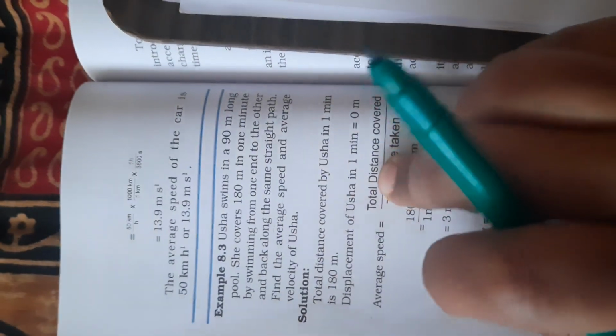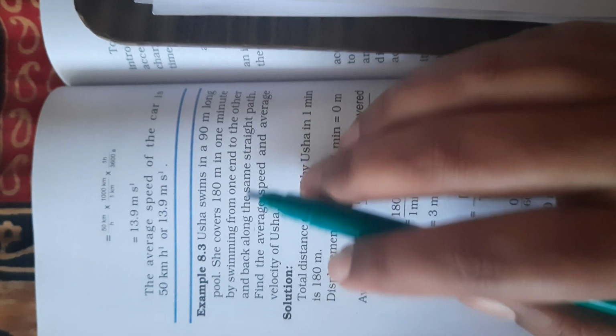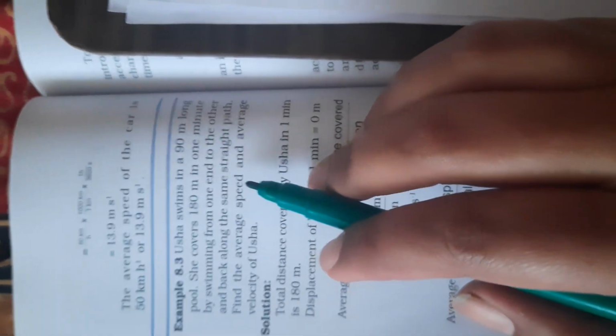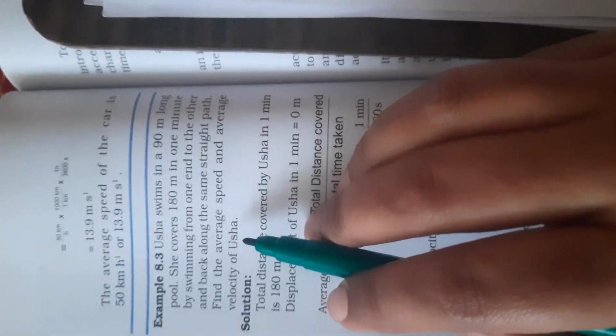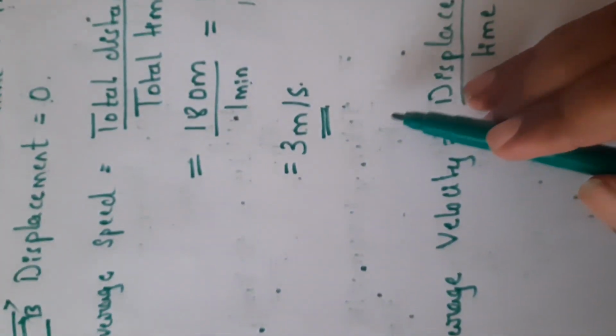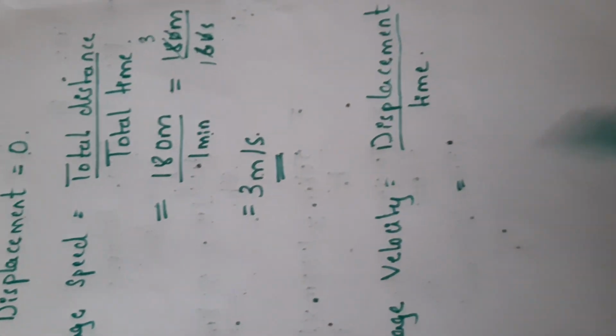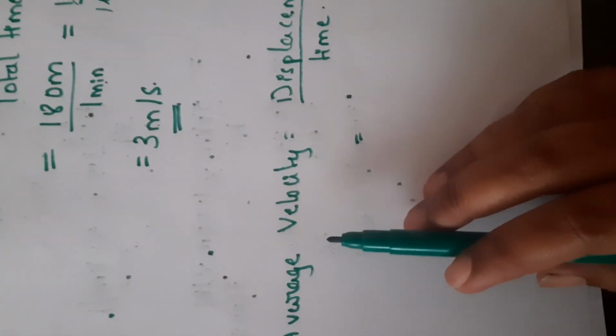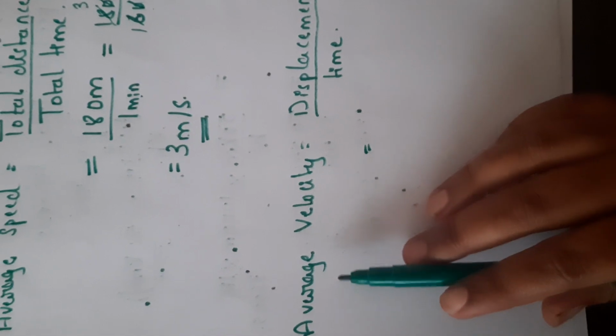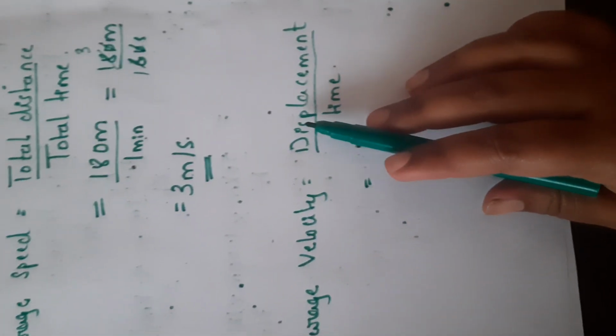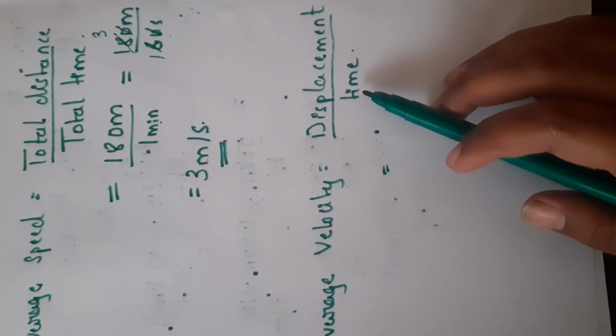Now the problem is still not over. Find the average speed and average velocity of Usha. First half of the work is done. Average speed we have found out. It is 3 meter per second. They have also asked us to find out what is average velocity. See, average velocity is displacement by time taken.